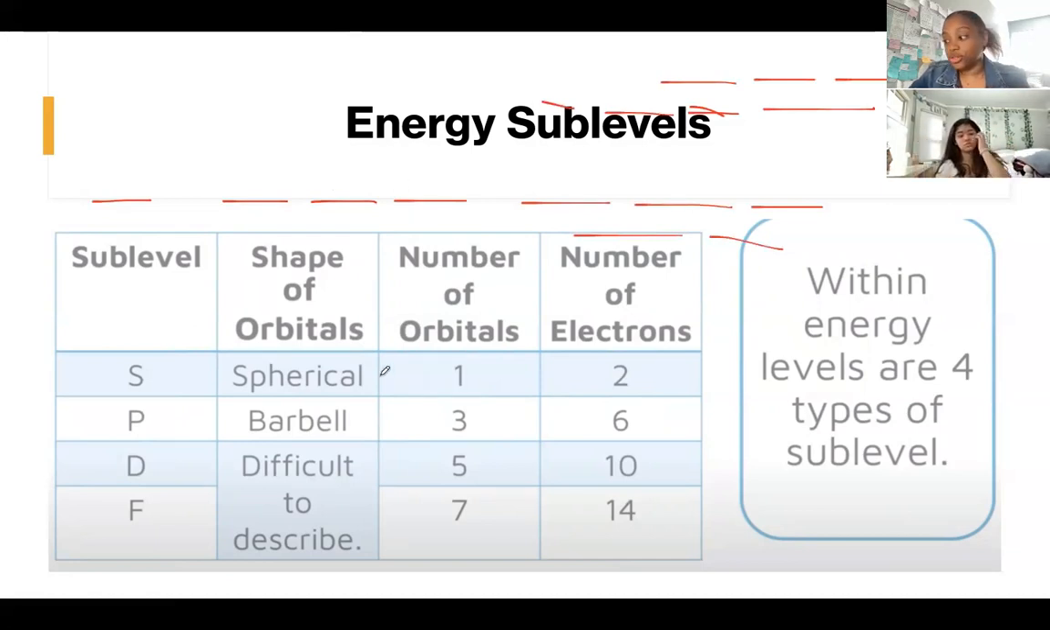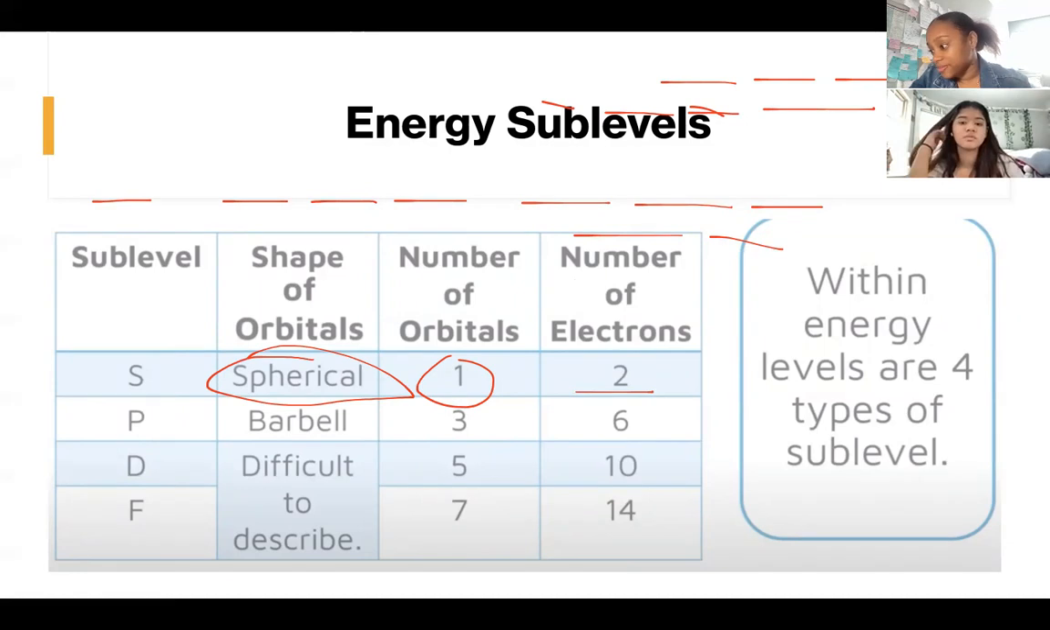And another thing that's really cool about this is that for each sublevel, you should be aware of the shape of each orbital, the number of its orbitals, and the number of its electrons. So this S sublevel is going to be your spherical shape, which has 1 orbital. We said 1 orbital, but that orbital will hold 2 electrons. Does that make sense?